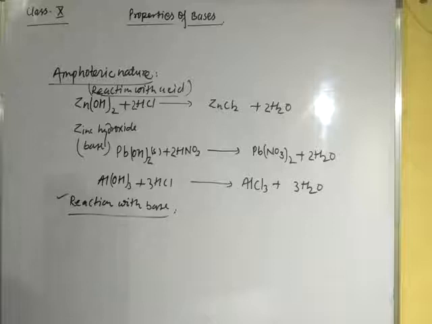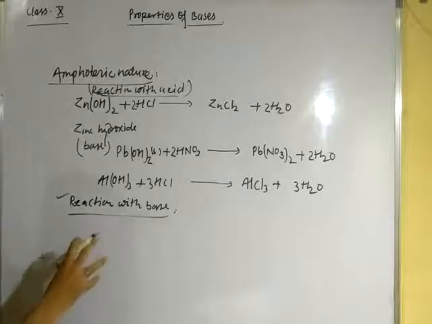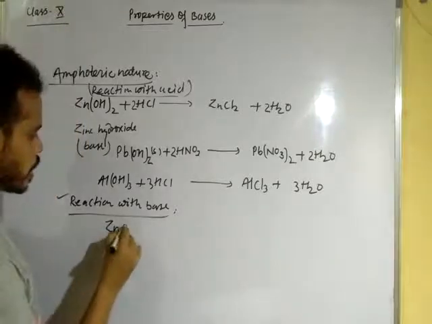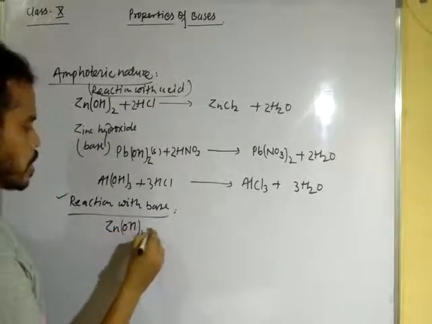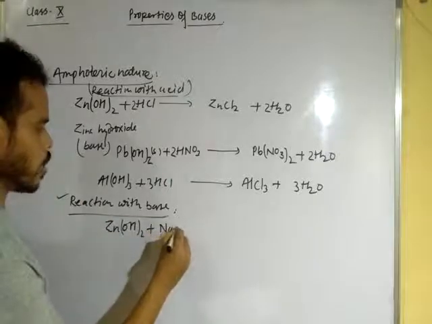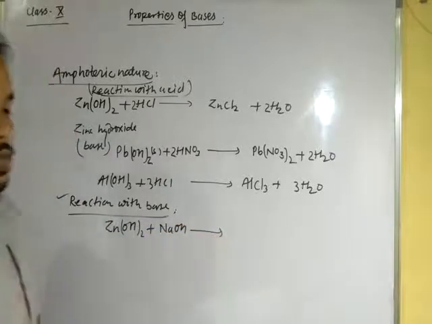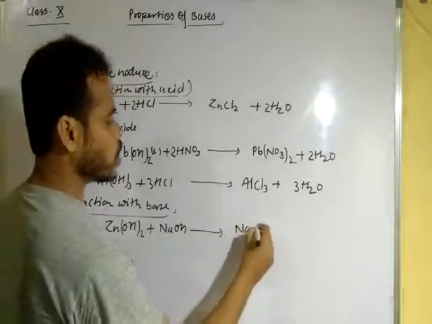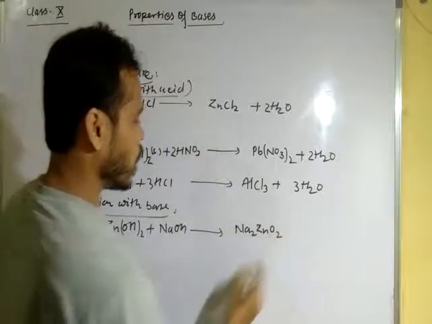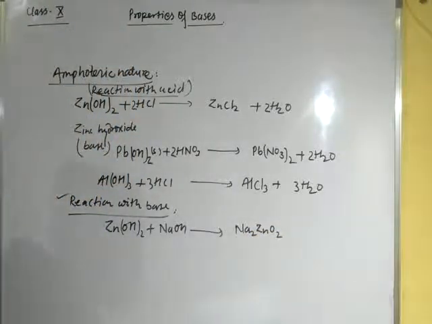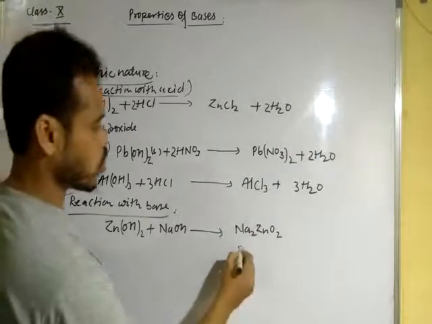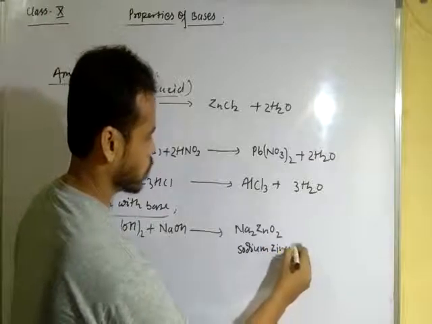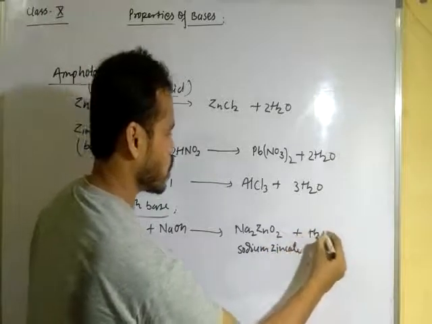Now, when zinc hydroxide reacts with sodium hydroxide, NaOH, it forms sodium zincate, Na2ZnO2, and water as a byproduct. This is known as sodium zincate.